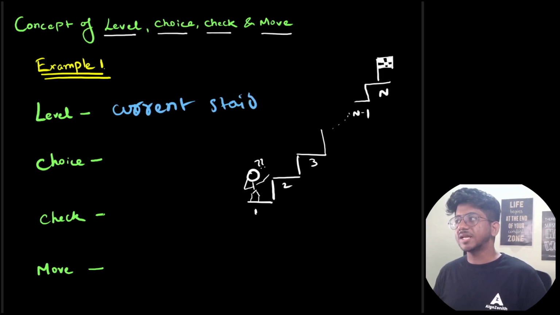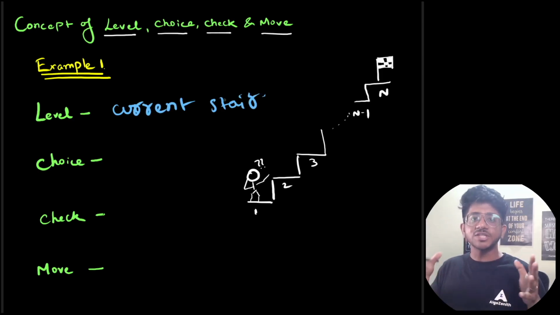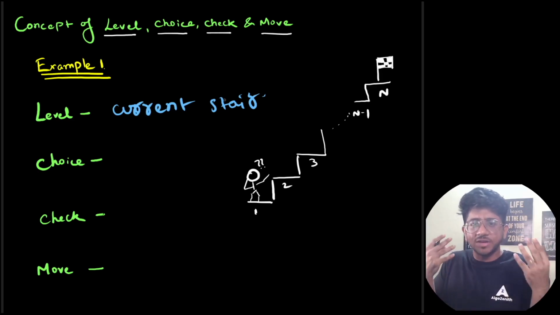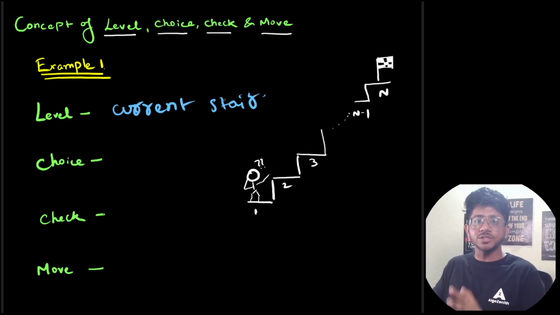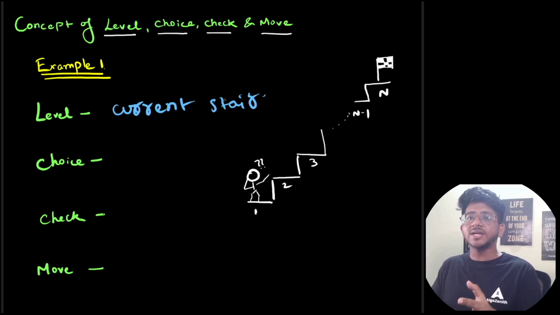So I can write current stair as my level. The stair at which I'm standing is my current configuration. That is what my level would be. I understand that level is a very vague term right now. I'm going to give you definitions and how you model it, but try to understand what level means. Level means understanding your current configuration, or where you are standing, or a way to iterate through all options. That's what level truly means.